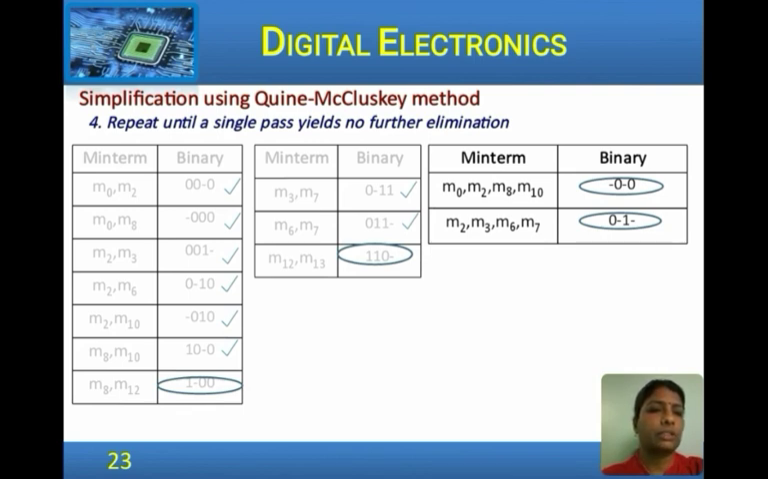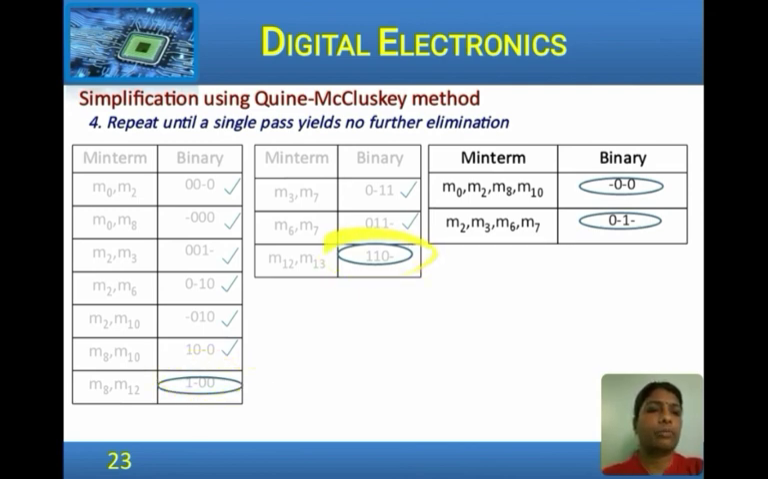1 0 dash, 0, second bit dash, no. Then 1 dash 0 0, this is not tick marked. We have a second dash in the next one also, M3, M7, but compare the two, they vary in all 3 bit positions, so that cannot be considered. So omitted. Check all the binary values, and those that have not been ticked, encircle them.